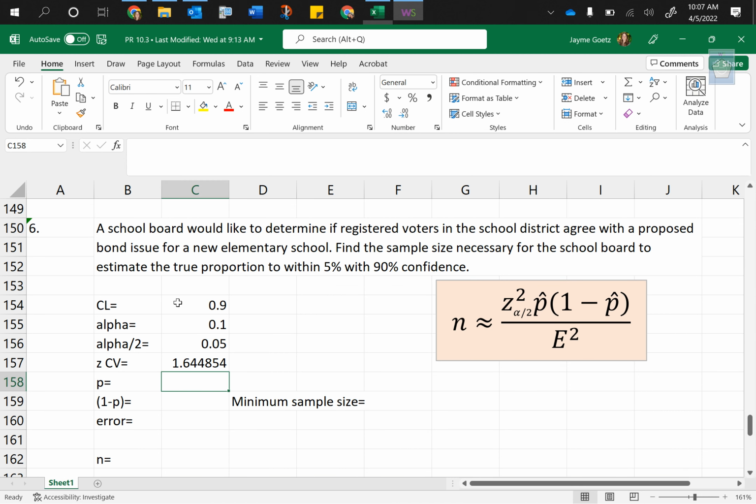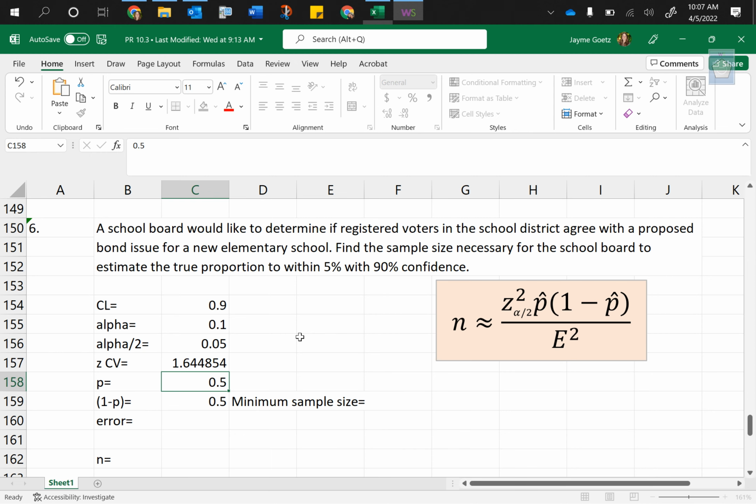So I found the confidence level to be 90%, which means my alpha is 0.1, my alpha over 2 is 0.05, and my z value is 1.64. The p hat is where we're struggling. Did they give us two numbers to determine it? Did they say this many out of this many? No. Did they give me a percentage saying that the proportion is this? They did not give me a p hat. And if I do not have a p hat, what do I need it to be? 0.5.